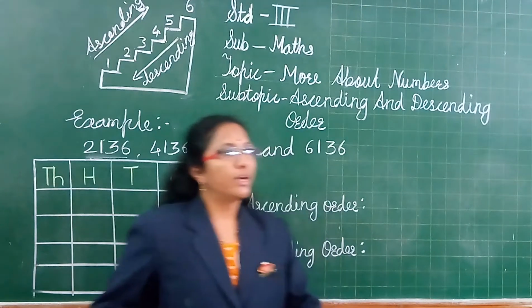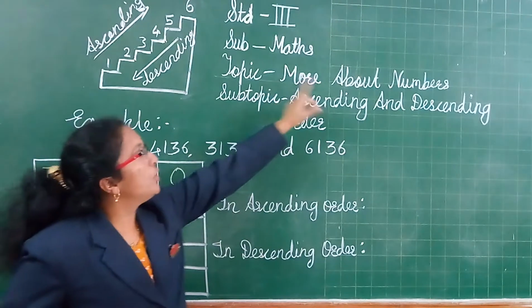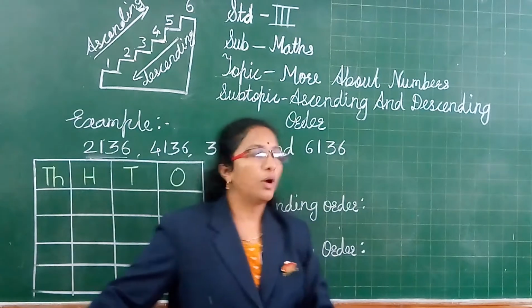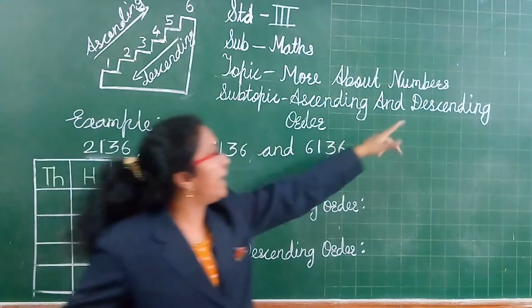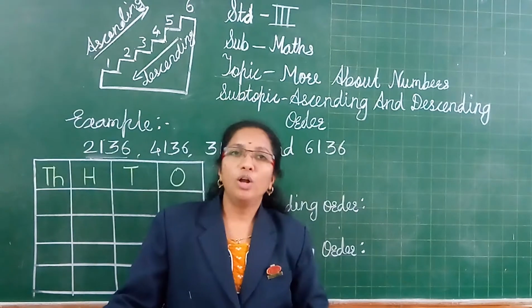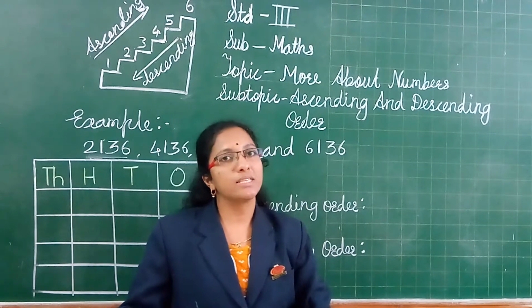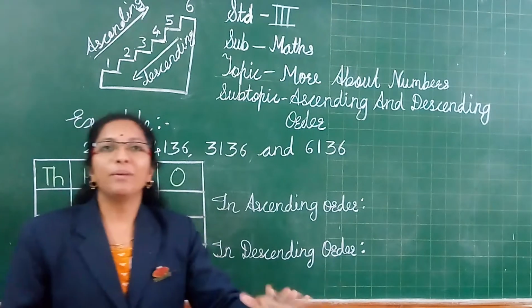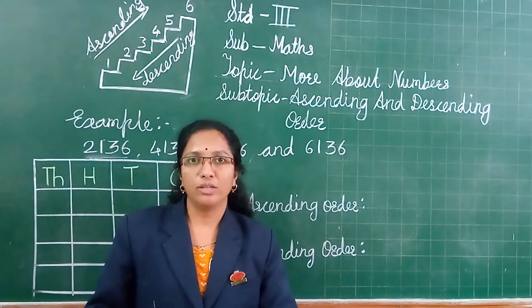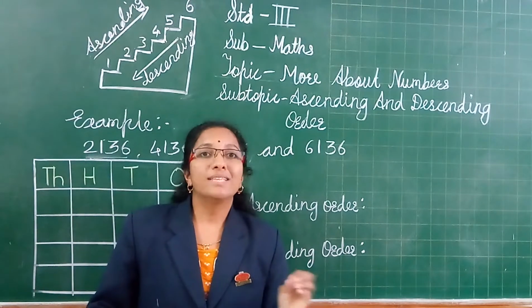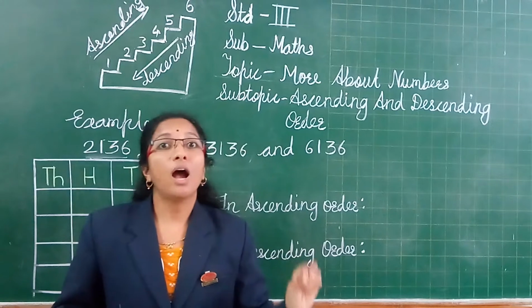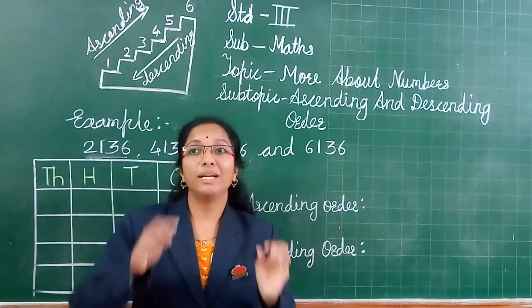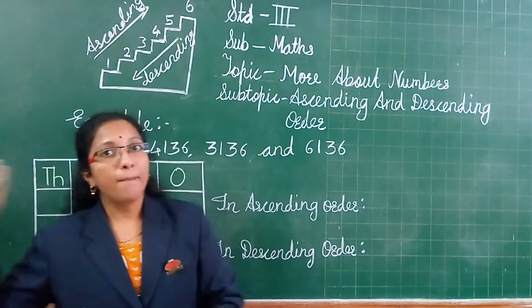Students, today we are going to learn more about numbers and the subtopic is ascending and descending order. Already you learned ascending and descending orders in the second and first standard. So let us recall it. Ascending order, that means going up. See here, going up, that means the smallest number to the biggest number.